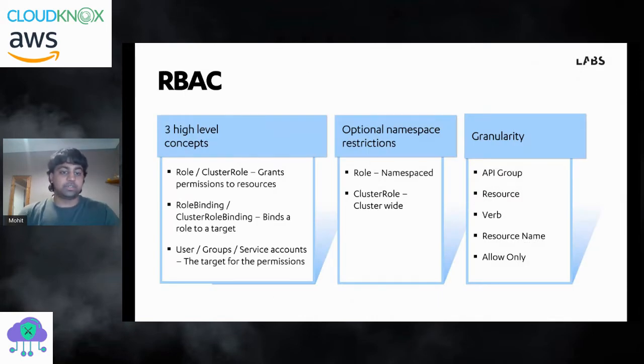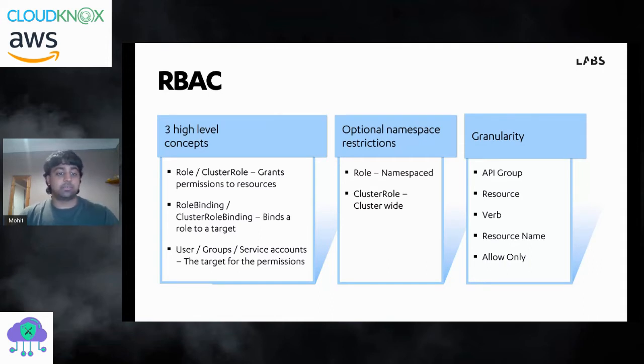So Kubernetes uses RBAC for permission control. It's generally found to use RBAC. There are other ways that it can be done, such as ABAC, but most of the time it's RBAC. And within RBAC, there are three main high-level concepts within Kubernetes. So the first one is the targets. So these are what the permissions apply to. So your users, your groups, your service accounts.